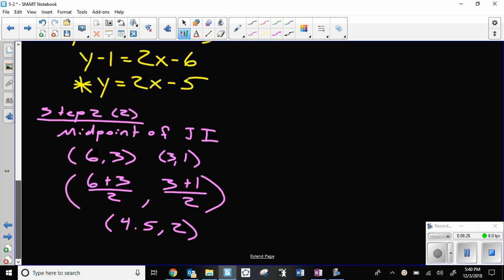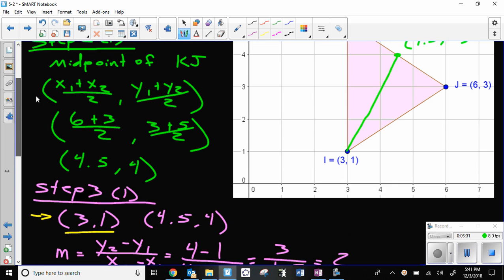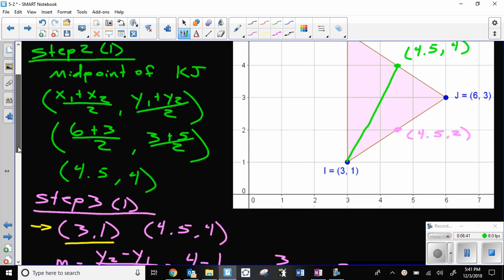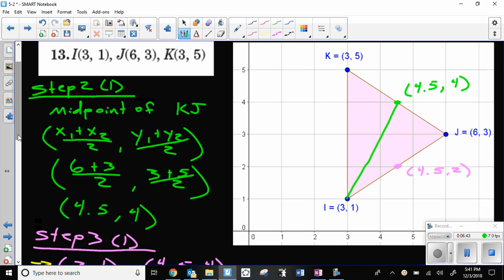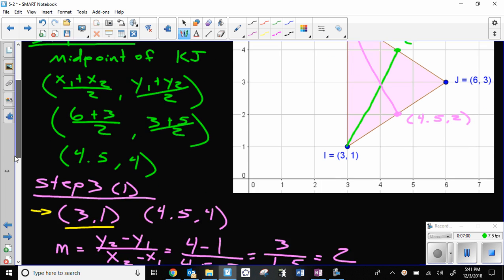So now, I'm going to go back up there again, and I'm going to graph that point. 4.5, comma 2, over 4.5 up 2, looks to be about right in here. And now, I need to use that point and the opposite vertex again. So 4.5, comma 2, all the way up to point K. Those are our 2 points that we're going to use to write our next equation. So we're going to come back down to the bottom, step 3, 3, 5, and 4.5, comma 2.